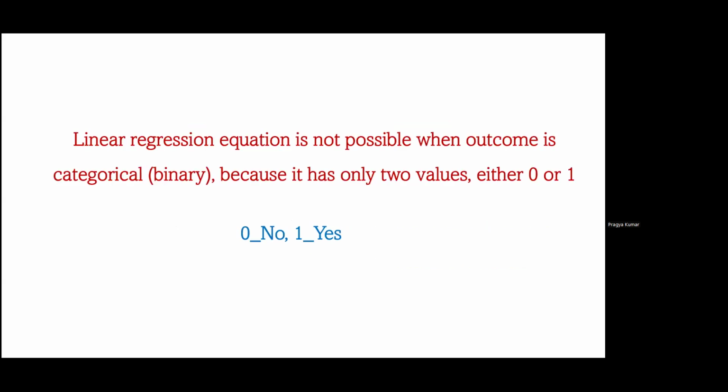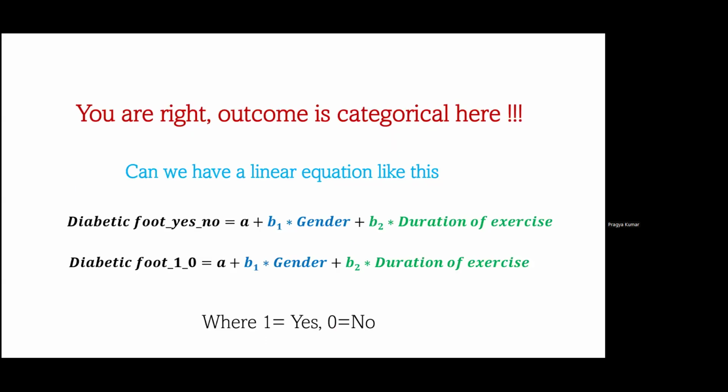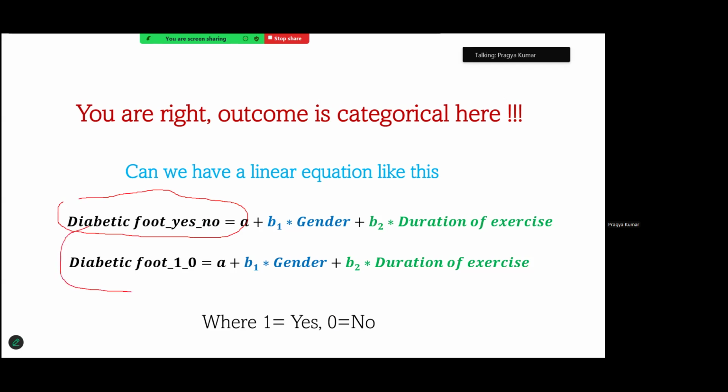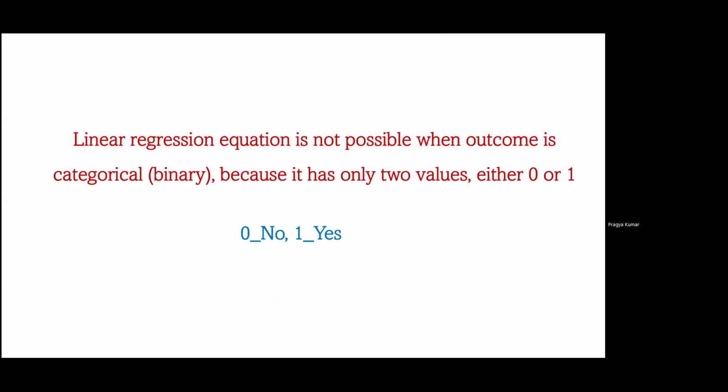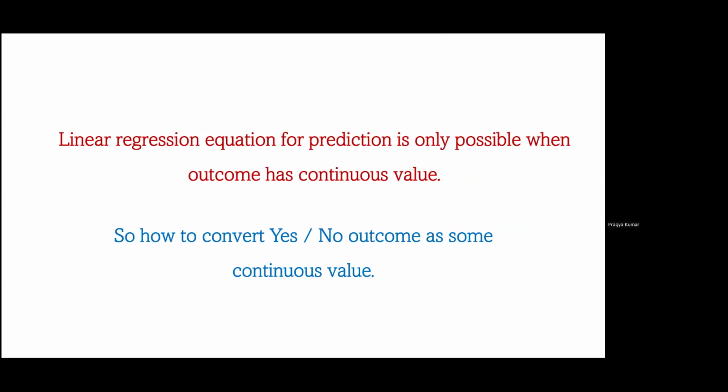But how will I make an equation? Because I have got only two values. If you see a linear equation, the dependent variable should have a range of values. If I talk about this value, this is the dependent variable or the y. So this should have a range of values. But I have only two values here, 1 and 0. So how to make an equation then? Because I have got only two values. So linear equation prediction is only possible when the outcome has a continuous value.